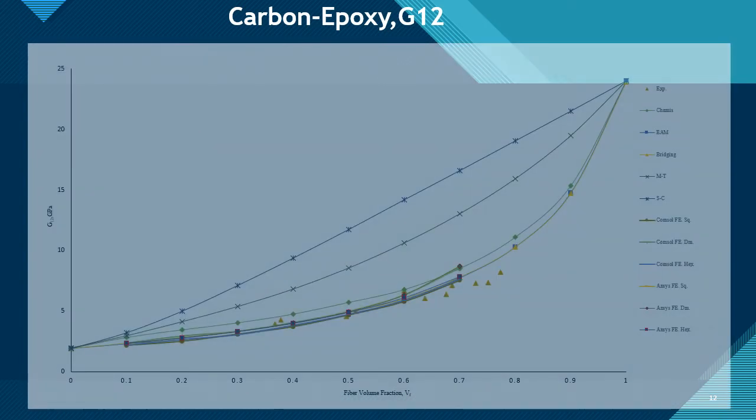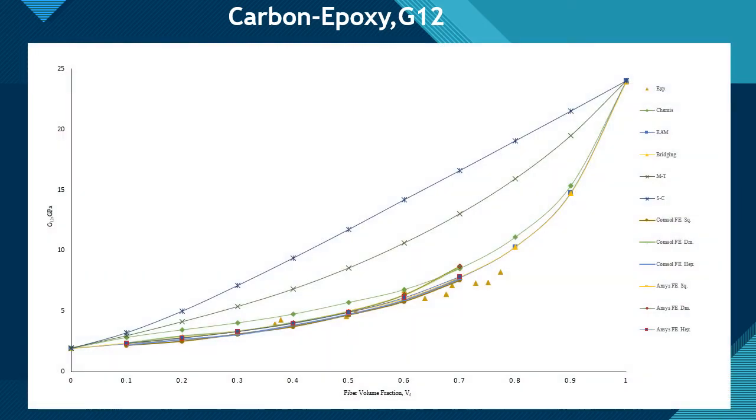And this is the graph for the in-plane shear modulus of carbon epoxy. As you can see, ANSYS is once again predicting slightly different results for the three different RVEs, but these results are pretty close to the experiment, and in none of the cases have we found the error percent to be more than 5%. So we can say ANSYS is predicting quite good results here also for the in-plane shear modulus.